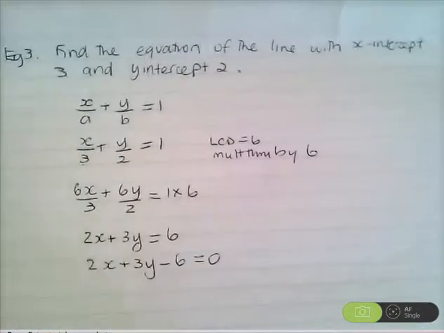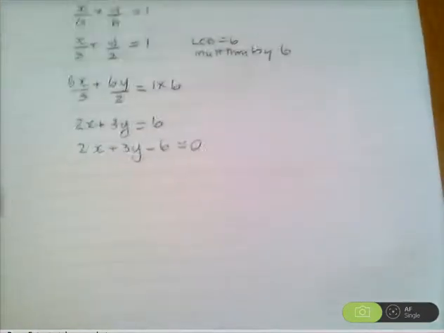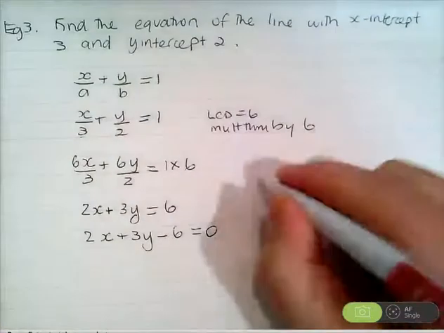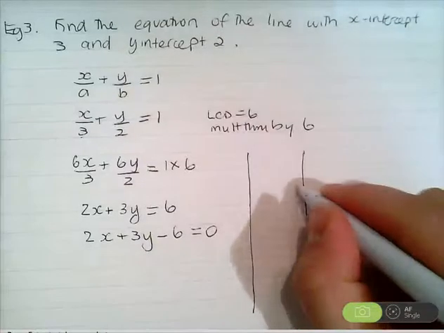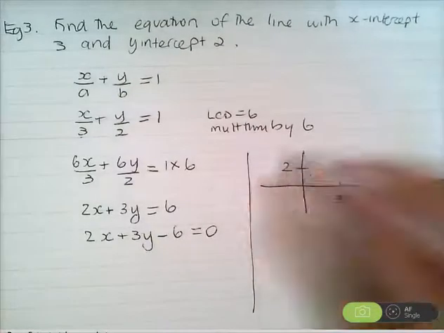Noticing that the coefficient of the x here is positive, so we just bring everything over to the left-hand side. Now, the other way to do this question, to get a bit more room, is let's do a quick sketch. So I'm going to do this another method over here. Find the equation of the line with x-intercept 3 and y-intercept 2.